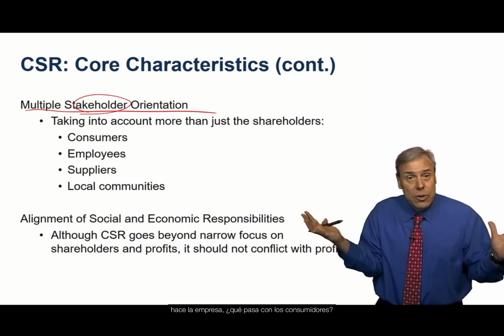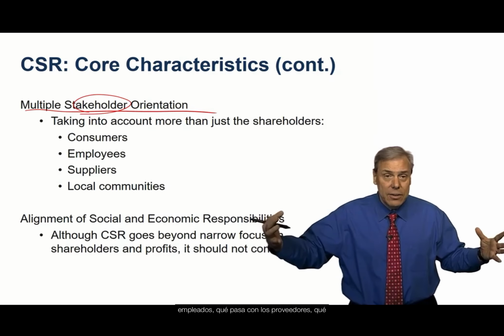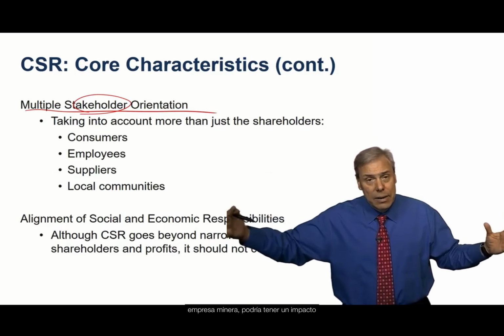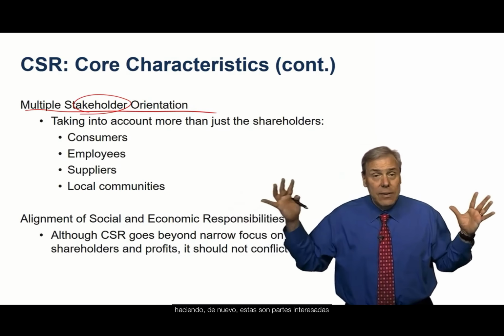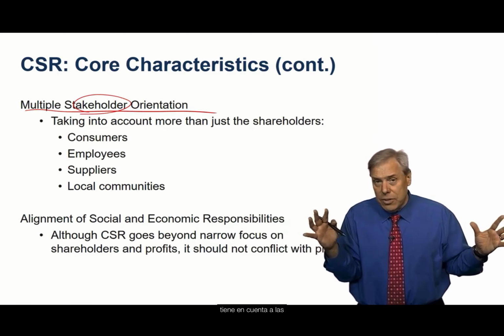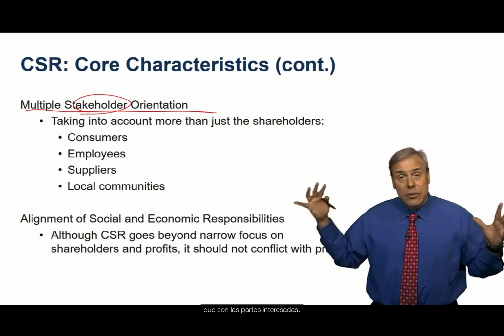What about the consumers? What about all those people eating the McDonald's hamburgers? What about the employees? What about the suppliers? What about local communities? If you're a big mining company, you might have an impact on the local community by what you're doing. So again, these are stakeholders, and an effective corporate social responsibility strategy takes anyone affected by what the company does into account. That's what stakeholders are.